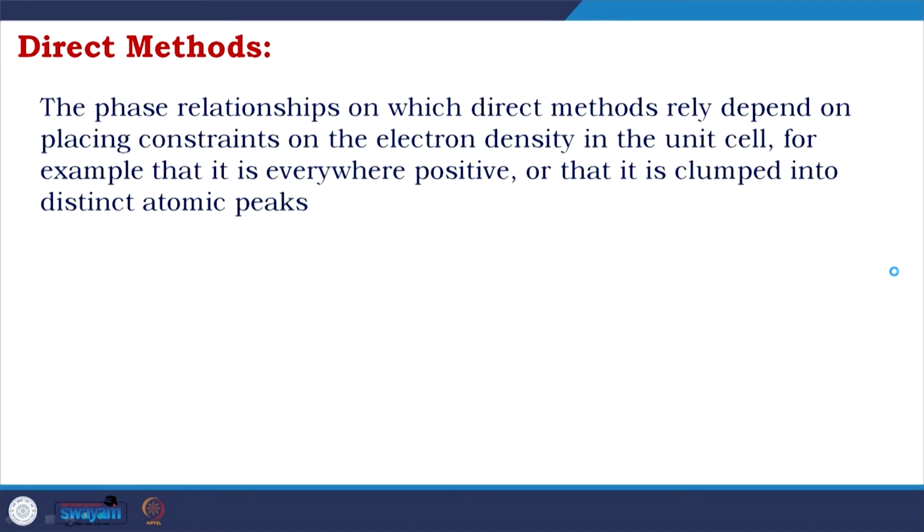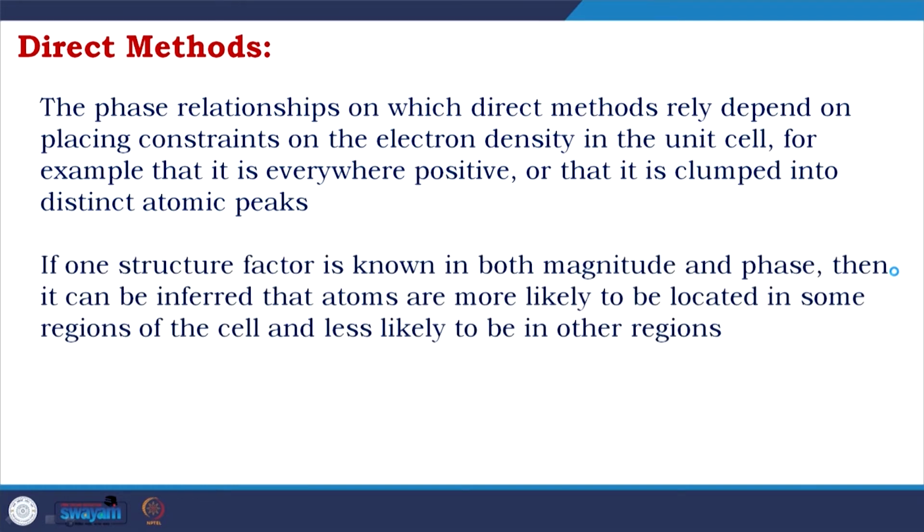The phase relationships on which direct methods rely depend on placing constraints on the electron density in the unit cell, for example, that it is everywhere positive or that it is clumped into distinct atomic peaks. So when you have a very complex molecule like a protein, it is difficult to find them out, but when you have a small molecule and you know the information, it is easier.